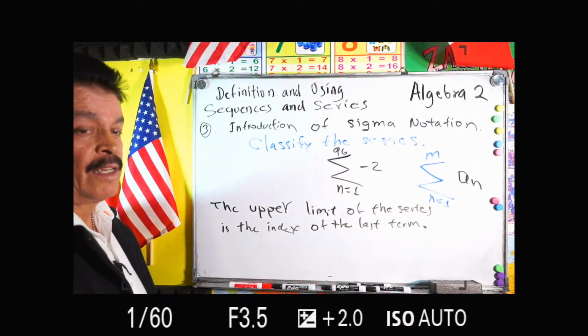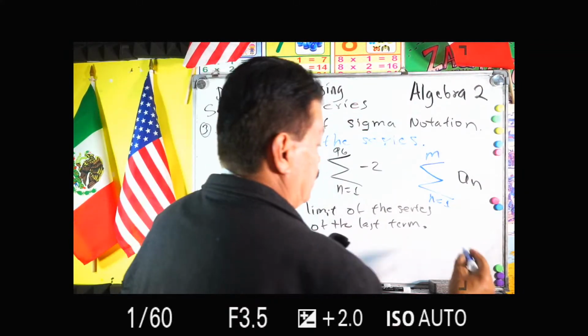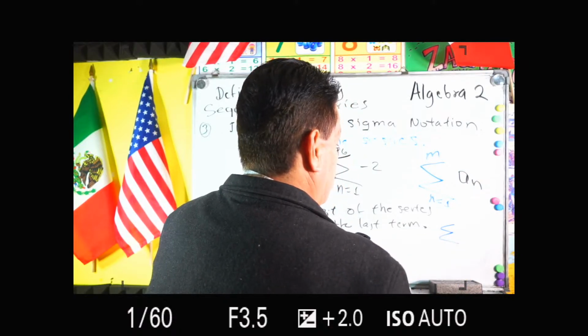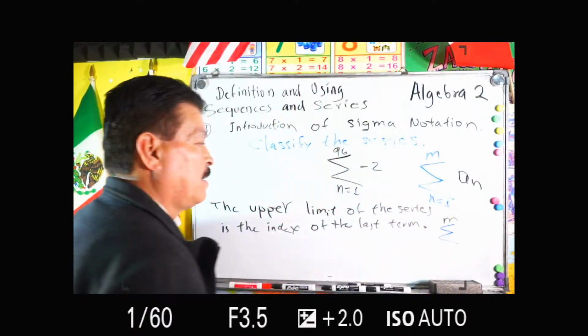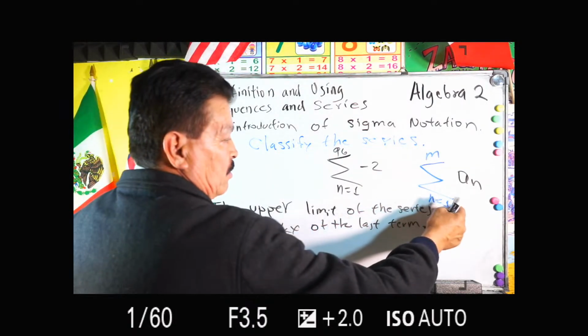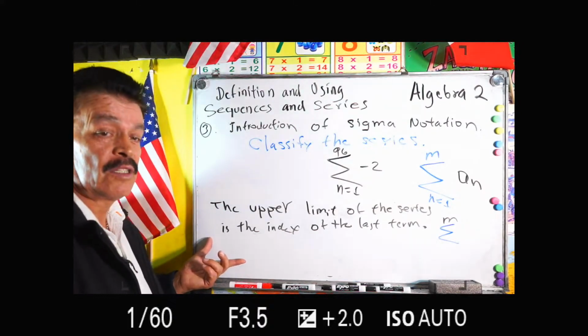Okay, this appears right here, as m right here. The lower limit appears in n equals n at the bottom. Okay, is this one on the top.